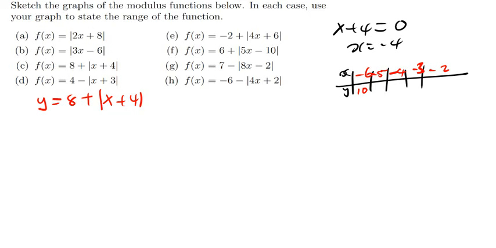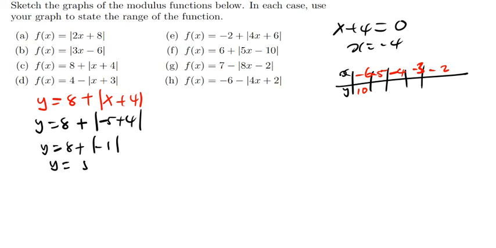Okay. Next, you are going to say y is equal to 8, then minus or plus, where there is x, now put -5 plus 4. Y is equal to 8 plus, here that becomes -1. The modulus of -1 is 1. So y is equal to 9. I'll put 9 here.